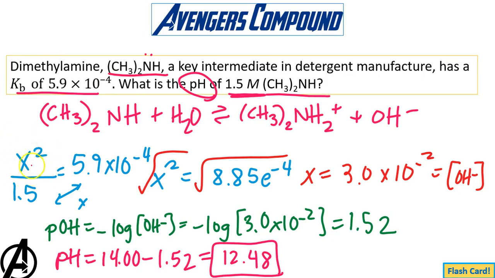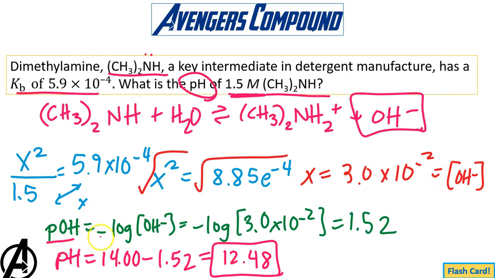Okay, so we have our X squared divided by 1.5 because we can make that assumption. We're going to take our 1.5 and cross multiply it with the Kb value, 5.9 times 10 to the negative 4. Once I cross multiply those in my calculator, I get 8.85 times 10 to the negative 4. So to solve for X, I'm going to take the square root of both sides, and I get X is equal to 3.0 times 10 to the negative 2, which is going to be the concentration of our OH minus species.